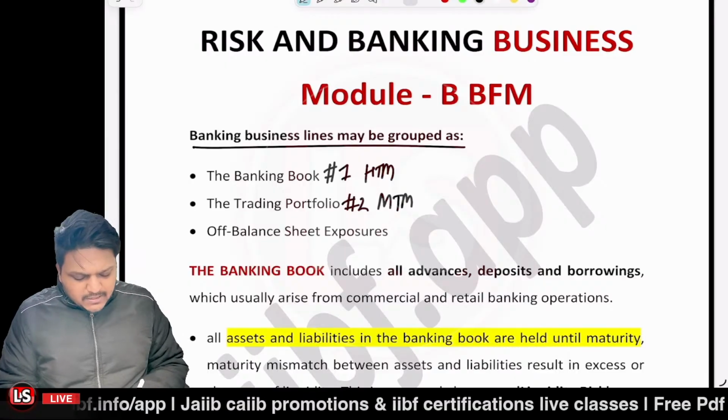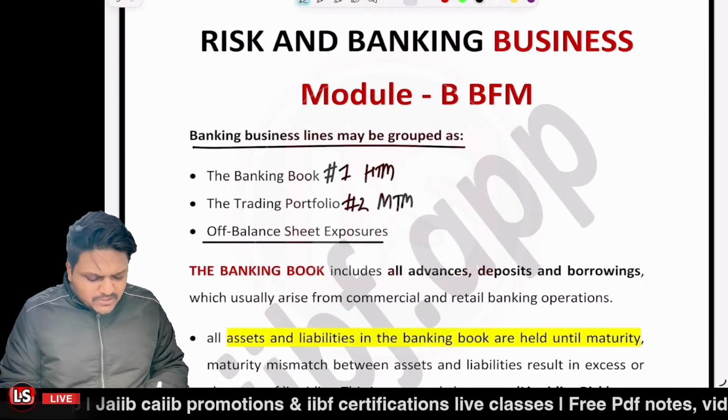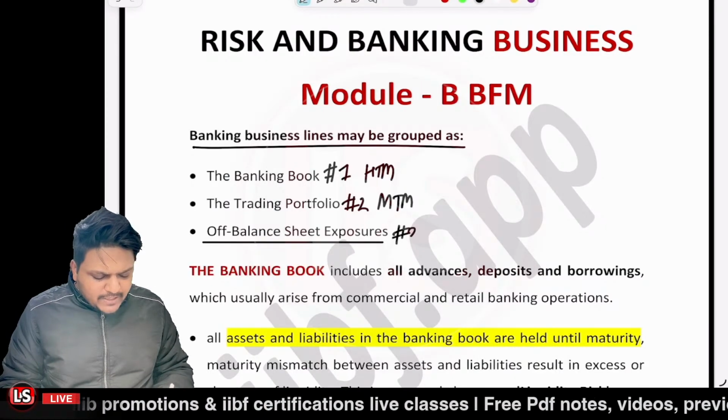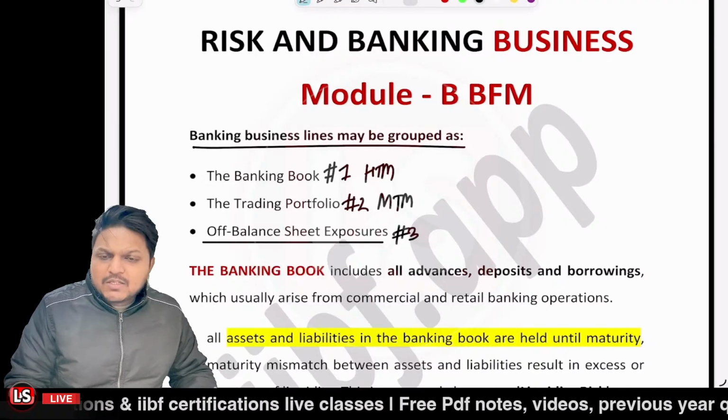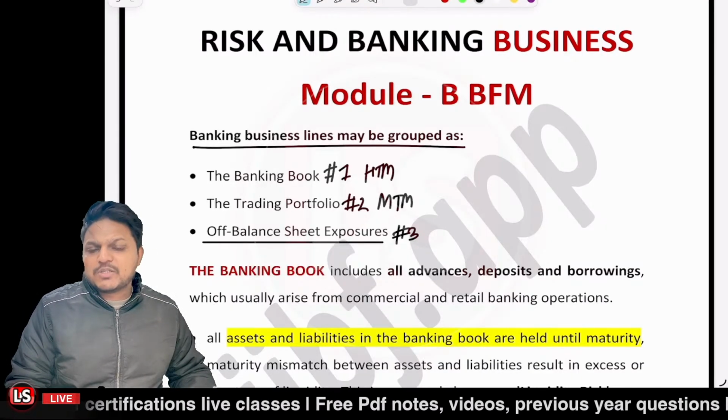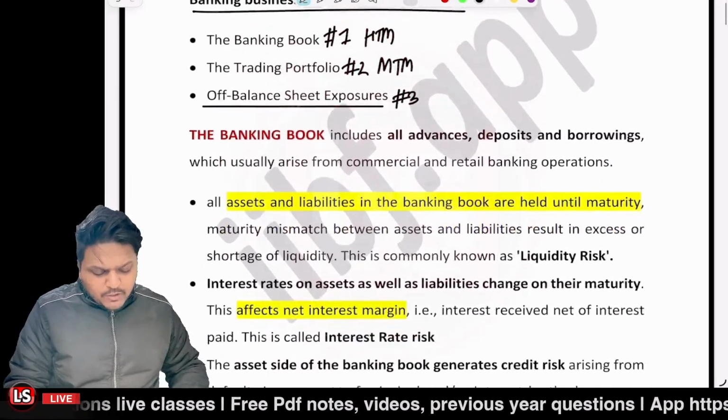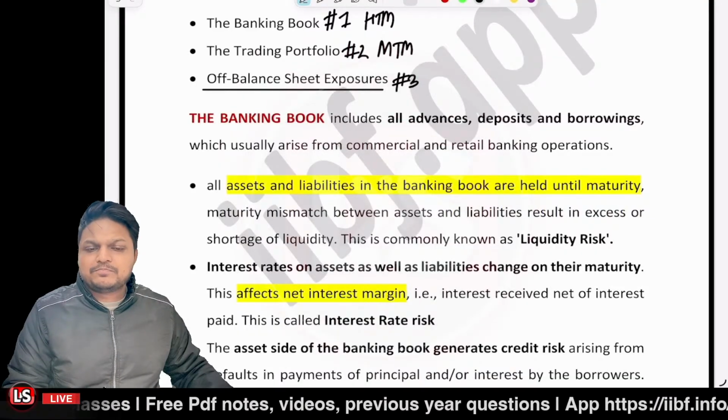And the third one is related to the off balance sheet exposures, like your bank guarantees, letter of credits, the commitments on undertakings, right? So that is your off balance sheet exposures. So first one, we are going to learn about the banking book.